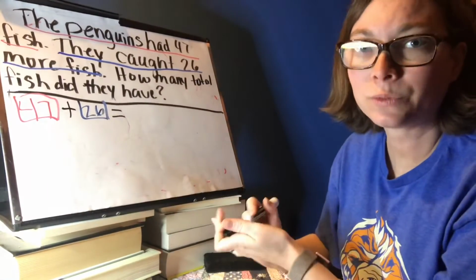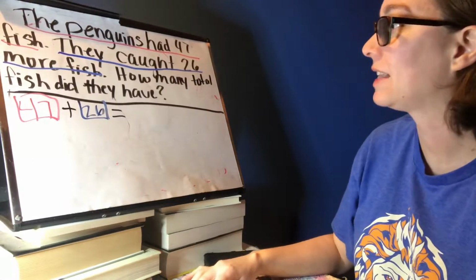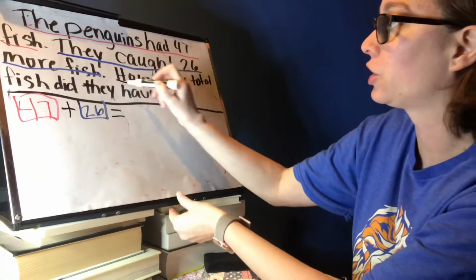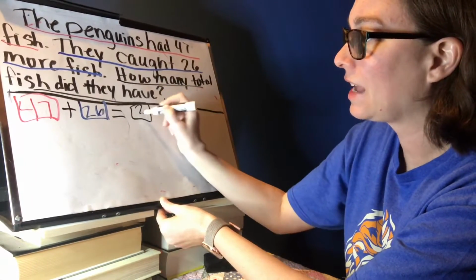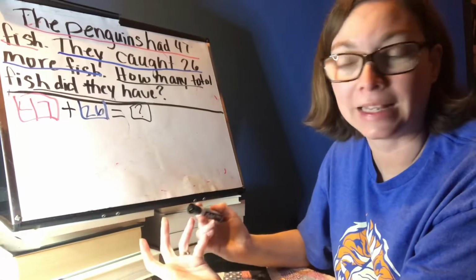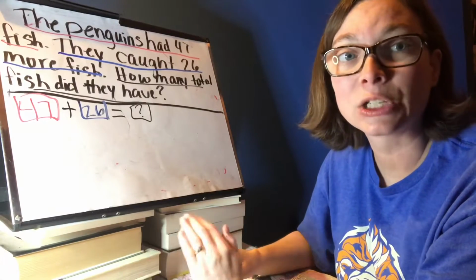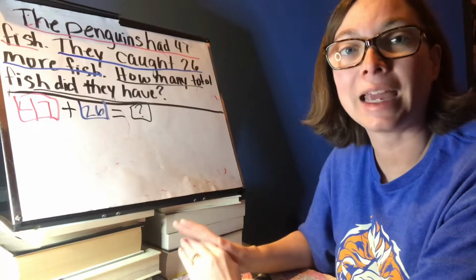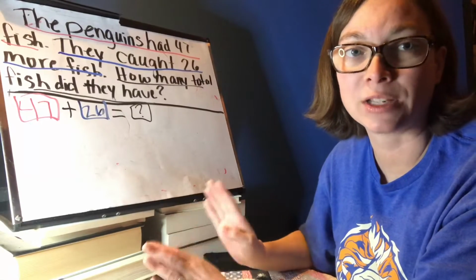Now, what happens at the end of our story? It says, how many total fish do they have now? We don't know the answer to the end of our story. That's what we're looking for. We're missing the end. So go ahead and pause this video, take a minute, solve, come back and check your work with mine, because I'm going to go through some different ways you can solve the problem.